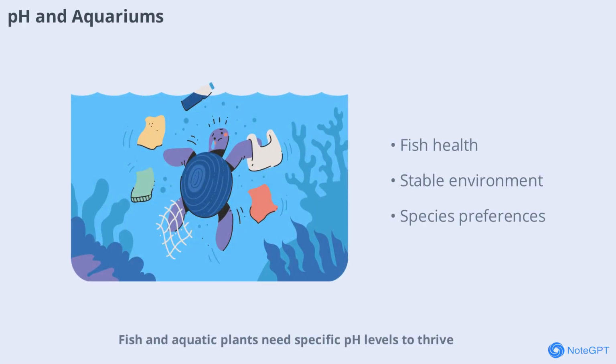Fish and aquatic plants need specific pH levels to thrive. Aquarium owners test water pH to create the right environment for their pets. Different species prefer different pH ranges. Keeping pH stable helps prevent stress and disease in fish, ensuring a healthy and vibrant aquarium.